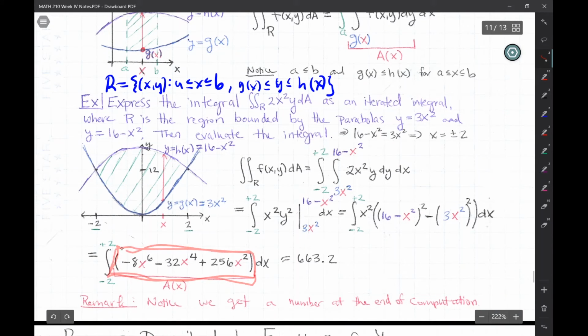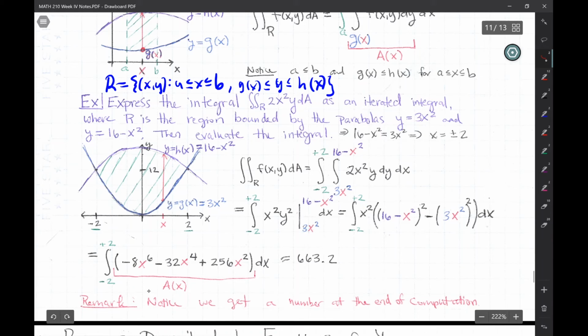What is the meaning of that? What you're seeing here is a function of x that, when you plug in an x, gives you the area of a slice. You can't see it because the function's actually pointing out of the page there, but you'll get the area of the slice that's above that red line here. So if I plug in 0, for example, the area of the slice would be 0. If I plug in 1, it would be negative 8 minus 32 plus 256. That would be the area above that slice.